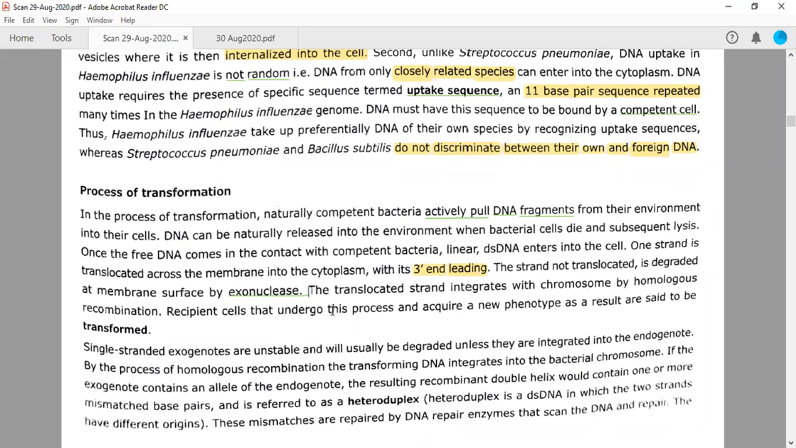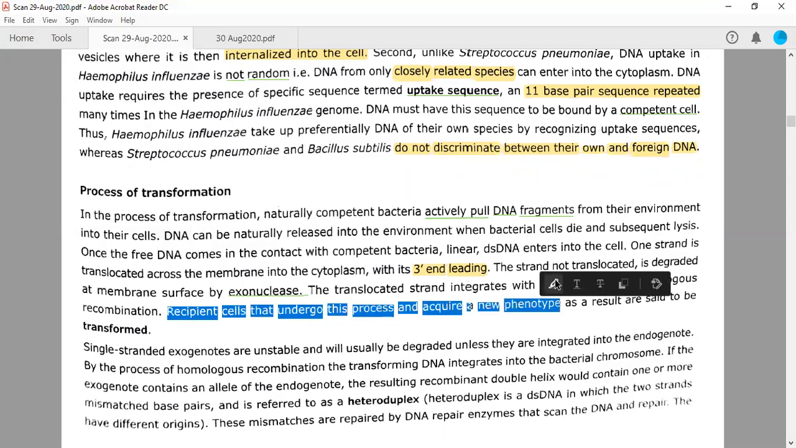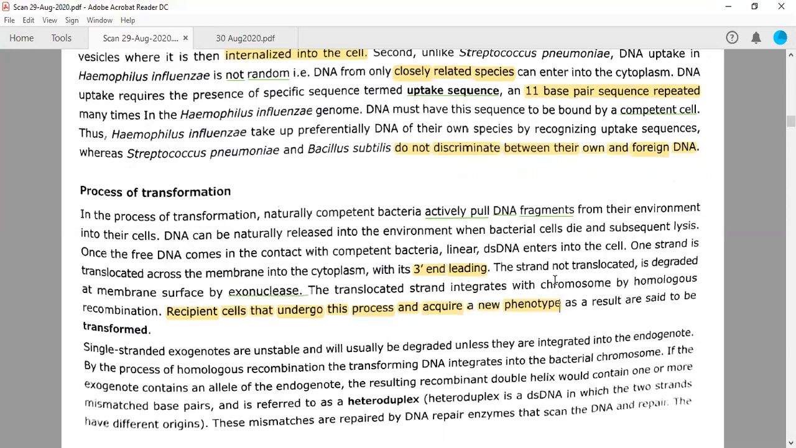A recipient cell that undergoes this process and acquires a new phenotype as a result of this process is said to be a transformed cell. So if someone asks you what a transformed cell is, it is a recipient cell which will undergo genetic recombination or homologous recombination after acquiring the new exogenote or fragment of DNA, and it will give some new phenotype, new property, new characteristic to that particular bacterium. So this is said to be transformed.